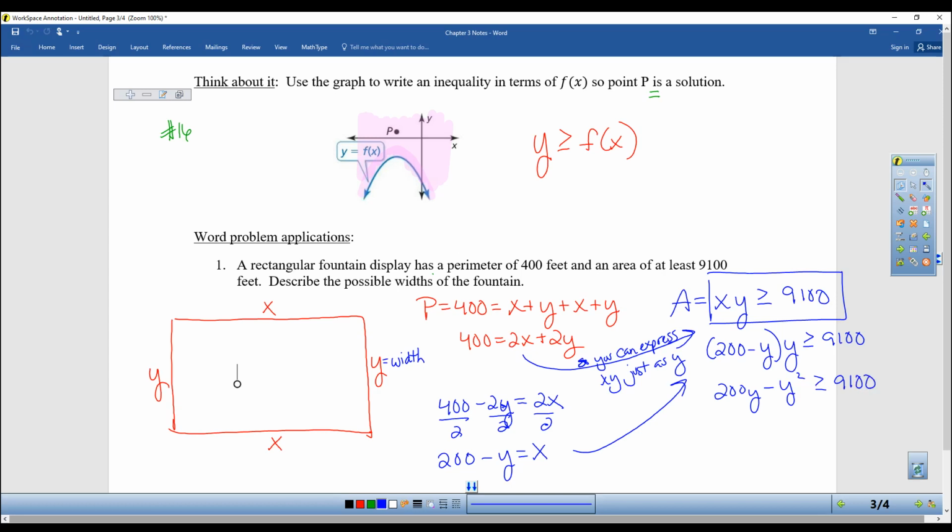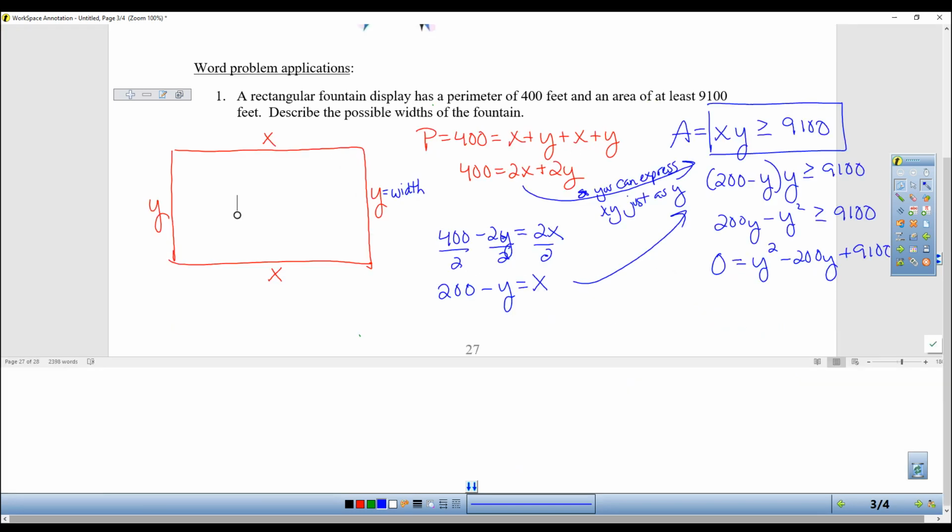Is this something that we can solve? Absolutely. We temporarily pretend it's an equal sign, and then I'm actually going to solve it. I see a y squared in my equation. What do I do? I set it equal to 0, and I factor. So I put the y squared on the other side and the 200 on the other side, and I leave the 9,100 over there. And what do we do if we can't factor? I mean, it's possible that 9,100 can be factored, but if you don't want to sit there and spend the time trying, you can always use the quadratic formula.